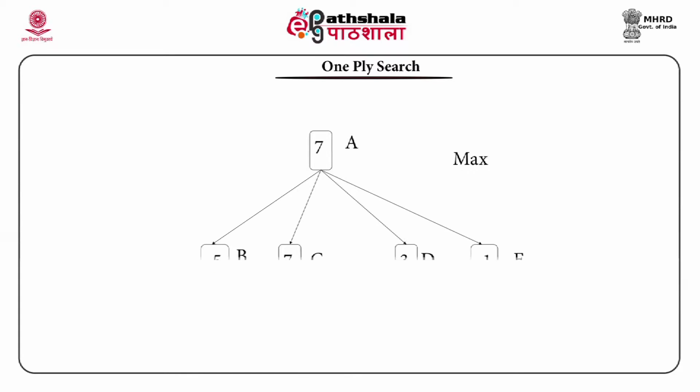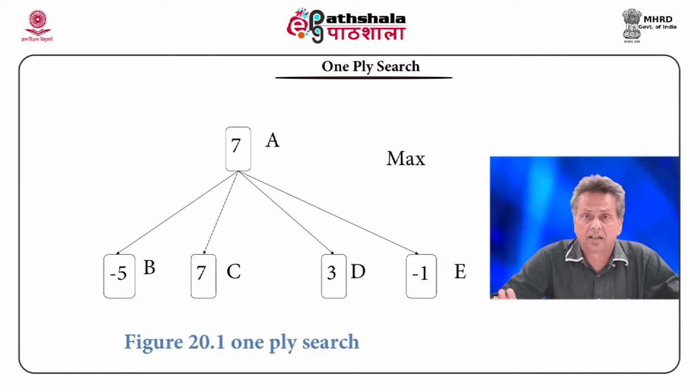A one ply search is shown in figure 20.1. You can see that A is explored and it is a max ply, because there is only one ply search. You just make a move and get all possible states. Suppose you have 4 possible moves, B, C, D, and E. You apply the static evaluation function to B, C, D and E. B gives -5, which is not very good for us. C is 7, which is far better. D is 3 and E is -1. The best is obviously C, so you would choose to play the second.